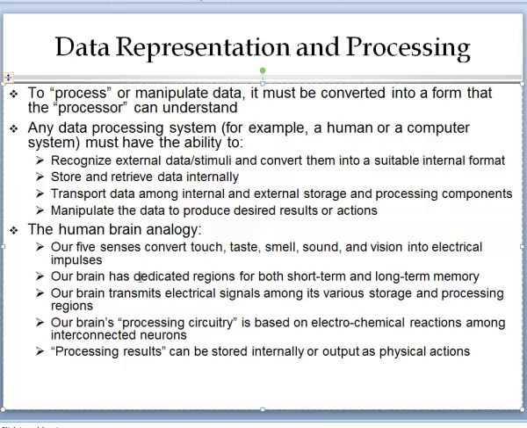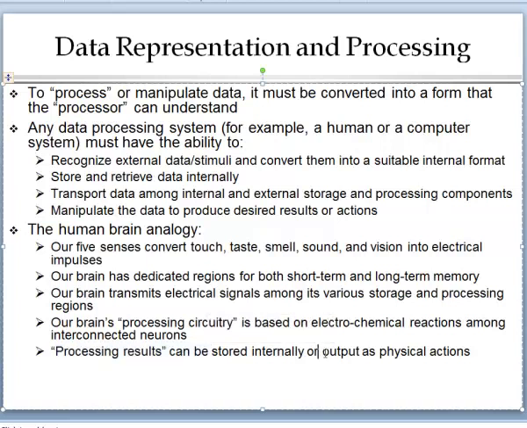Okay. What about storage? Well, we've got dedicated regions in the brain for short-term storage, read seconds or minutes, and long-term storage, read many minutes to many years. We move the data back and forth amongst the storage and the processing functions, or amongst various parts of the processing functions. Once again, it's electrical signals transmitted neuron to neuron. The processing results can be stored internally. Think of me just sitting there thinking about a problem, and my only quote-unquote result of that thinking or processing is to come to a conclusion and store the conclusion in my long-term memory.